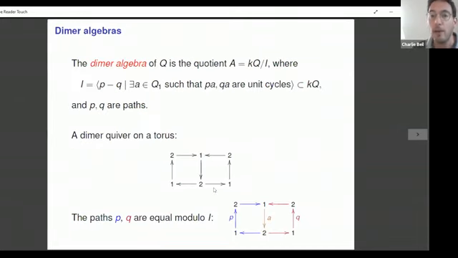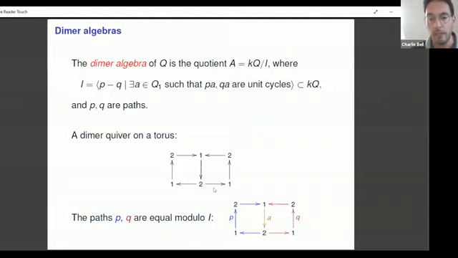Okay, a dimer algebra of Q is the quotient A of the path algebra mod the ideal generated by the differences of paths p minus q, such that pa and qa are unit cycles.